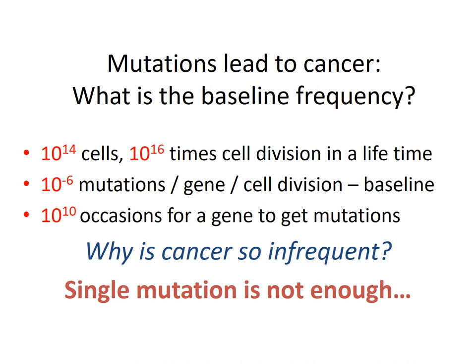So let us look at the numbers. We are made up of around 10 raised to 14 cells, and there are about 10 raised to 16 instances of cell division in the lifetime of a person. And as we know, DNA replication is not foolproof. So around 10 raised to minus 6 mutations per gene per cell division is the baseline, the spontaneous rate of mutations.